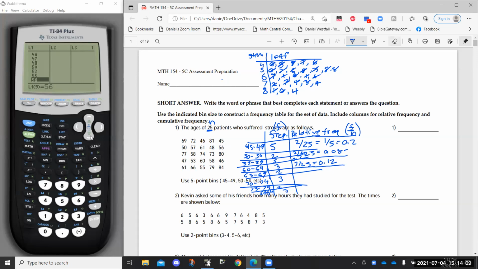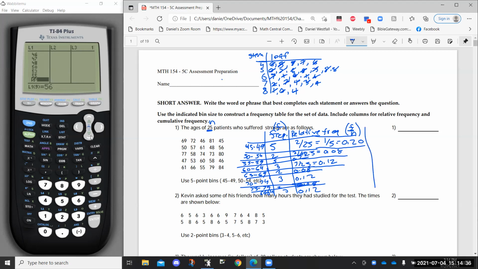So let me write everything to the nearest hundredth here. 20 hundredths, 8 hundredths, 12 hundredths. 2 is the same here, it's 8 hundredths. 3 is the same here, it's 12 hundredths. 2 is the same here, it's 8 hundredths. And 3 is the same, it's 12 hundredths.